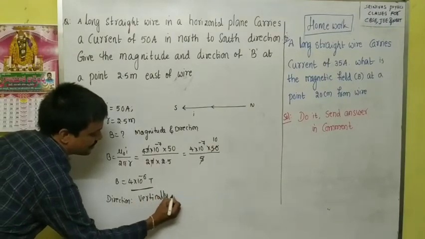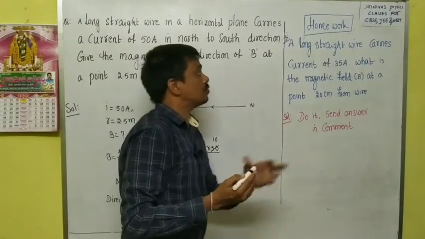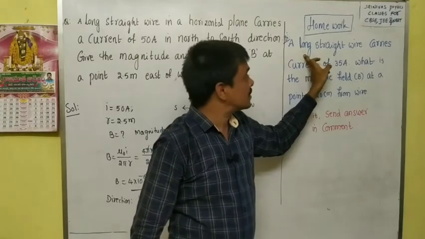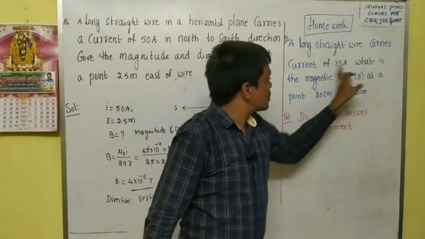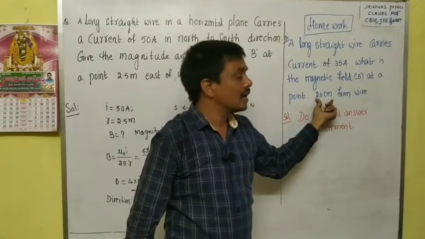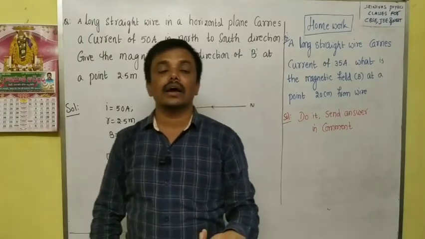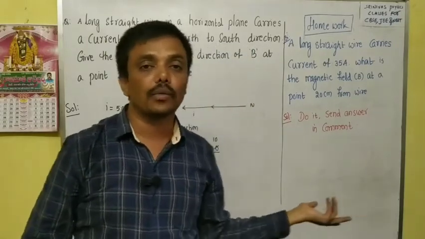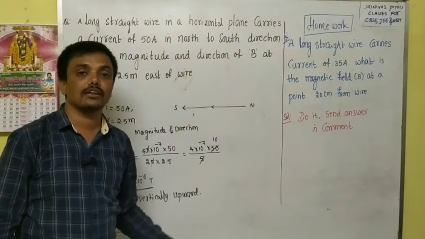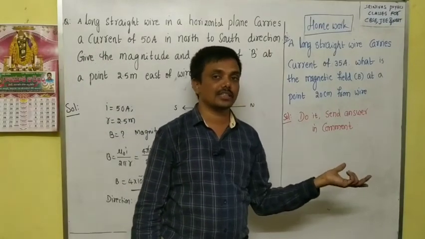Very simple, okay. And one homework I will give, this you must do, very simple. A long straight wire carries 35 amperes. What is the magnetic field at 20 centimeters from the wire? You convert this 20 centimeters into meters, and they are asking to find out the magnetic field due to the current carrying wire at a distance of 20 centimeters, that is also a long wire. Then for the long wire, we can use the same B formula we derived, and then we will get the answer. You can write this answer in the comments.